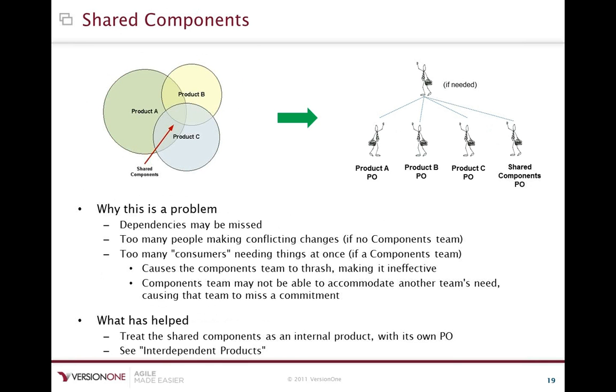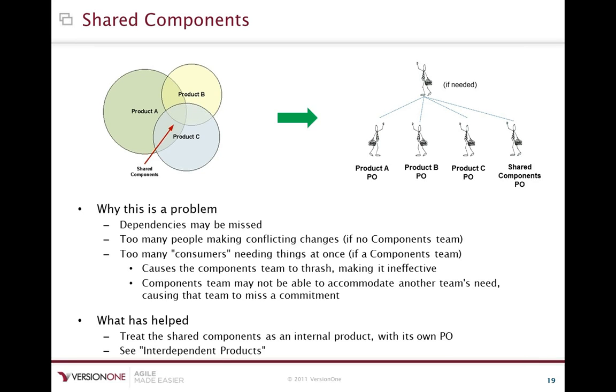Shared components, you're just kind of seeing a pattern on the right side here. These are really all cases of scaling out. Shared components means that we may have, say, a framework that everybody uses, or there's one central set of processing logic that everybody draws upon. And if everybody is just kind of working in that, so in other words, if product A, product B, and product C all own that jointly, then we could have too many people in there making conflicting changes if we don't have a team.